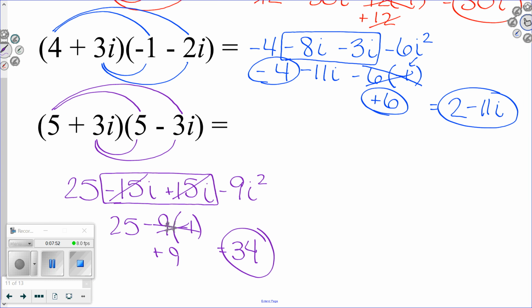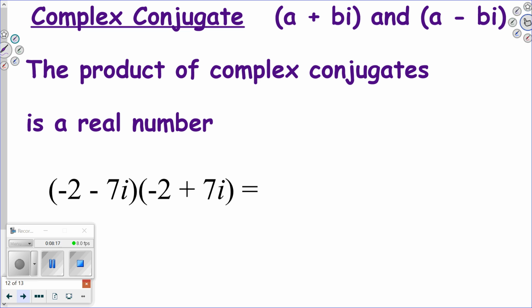So what was different about this original problem? They canceled out, but what about the setup of the problem was different? They're opposites, yeah. You have a 5 plus 3i and a 5 minus 3i. Those are both 5s. Just that sign in between was different, right? Those actually have a special name. Those are called complex conjugates. Anytime you have something where one's a plus and one's a minus like that, they're considered conjugates or opposites of each other. Okay?